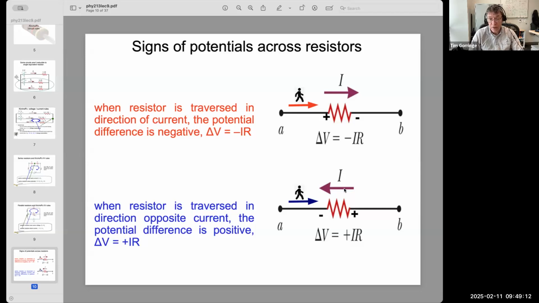Conversely, if I walk opposite the direction of the current, and that's what I'm doing in the lower plot, I'm walking from the bottom of the stairs up to the top of the stairs. I'm walking up the potential hill. So in this case, where I navigate the circuit in the opposite direction to the current, when I walk through a resistor, I'm going to have a change in potential that's positive. It's going to be positive IR. So that's the signs for resistors. You can get negative IR or positive IR, depending on whether you're walking in the same or opposite direction of the current.